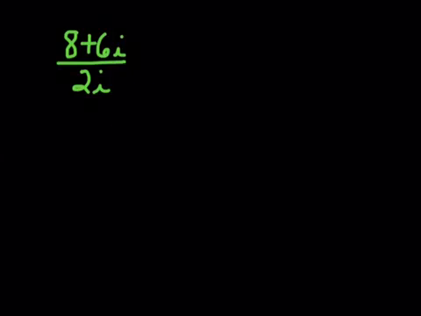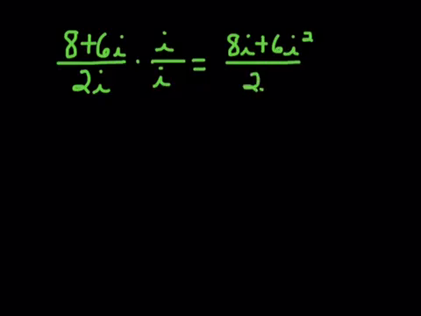Okay, let's do a division problem where the denominator has an i in it. Let's divide 8 plus 6i by 2i. I'm going to do this problem for you 2 different ways. Let's just leave it as it is and multiply the bottom and the top by i. That's all we have to multiply by to get rid of the i in the denominator. That gives me 8i plus 6i squared in the top and 2i squared in the bottom.